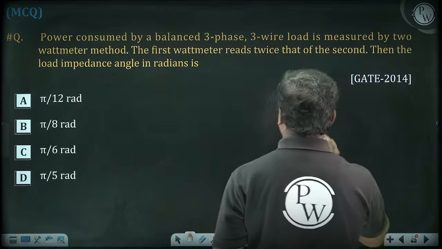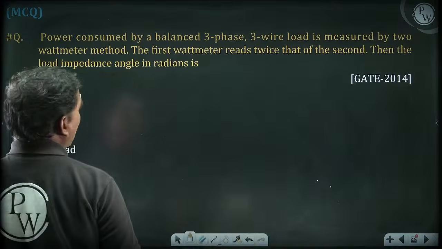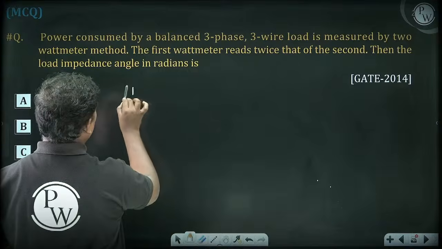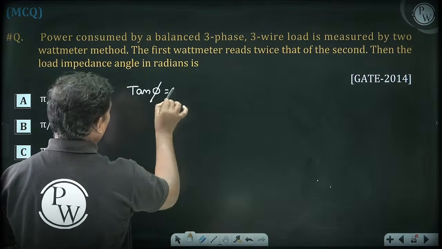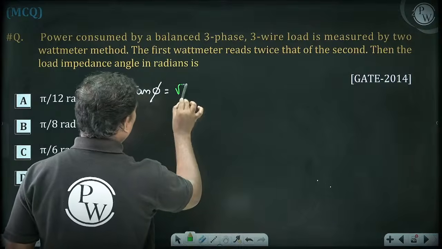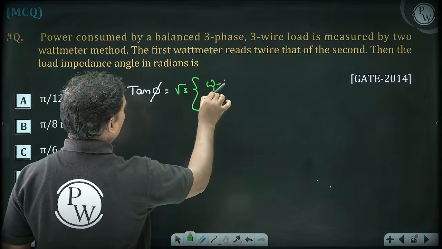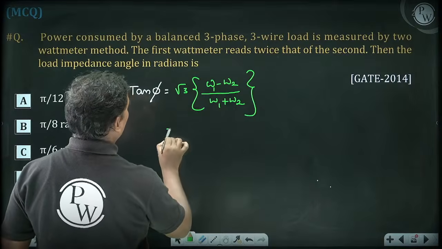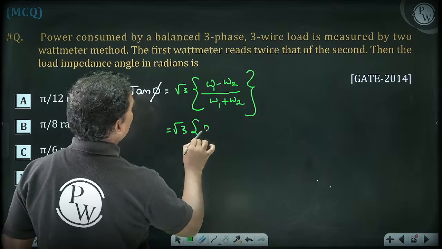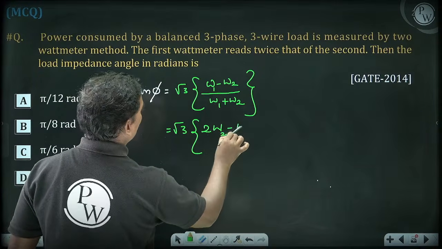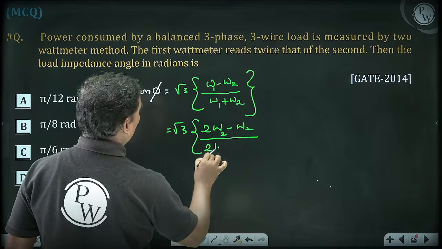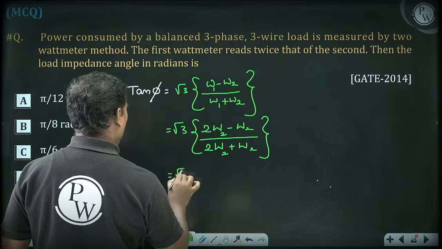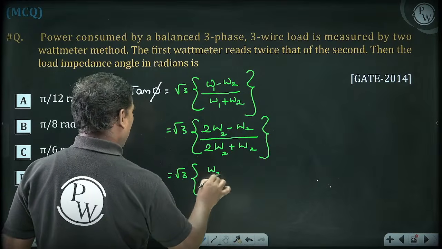Power consumed by a balanced three-phase, three-wire load is measured by the 2 wattmeter method. The first wattmeter reads twice the other. So we can go for the tan phi formula: tan phi is equal to root 3 into (W1 minus W2) divided by (W1 plus W2). So the first wattmeter reads twice of the other: W1 is 2W2, and the other is W2.